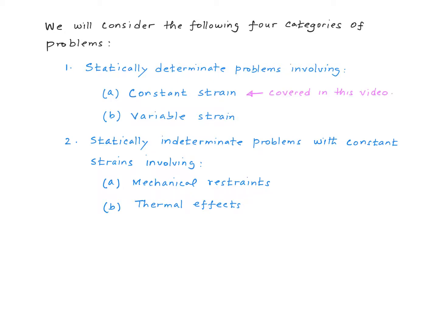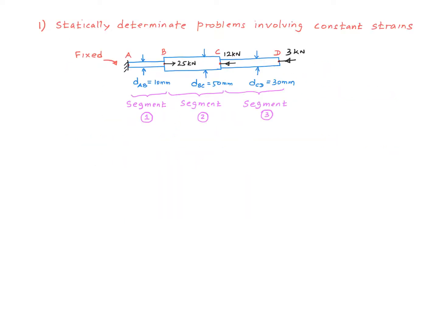Just to keep these videos short, in this particular video, I will only consider the first category, which is statically determinate problems involving constant strains. This is an example of a problem that falls within this category. We have a 1D rod involving three segments, each having different diameters. The rod is fixed at point A and subjected to some axial loads like 25 kilonewton at point B, 12 kilonewton at point C, and 3 kilonewton at point D.